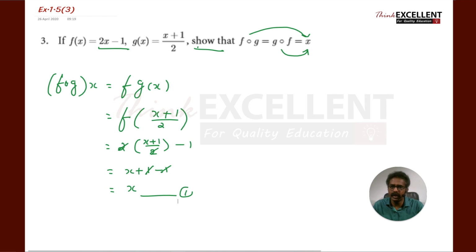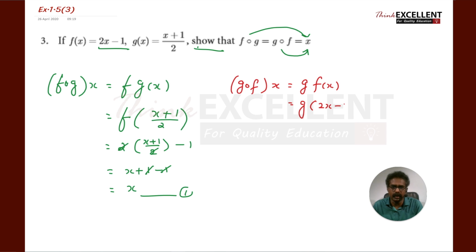Now they asked, we have to find one more part. What do you find next? You find g composition f. Same way, g composition f of x can be written as g of f of x. That is g of, what is f of x?